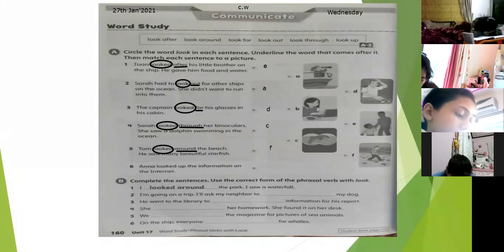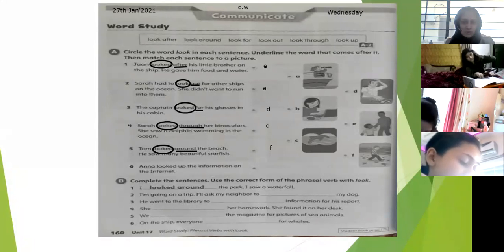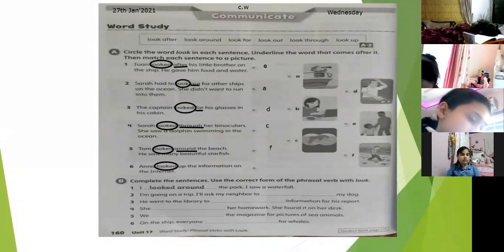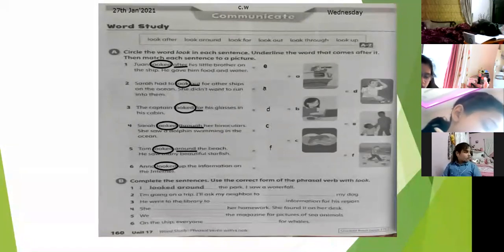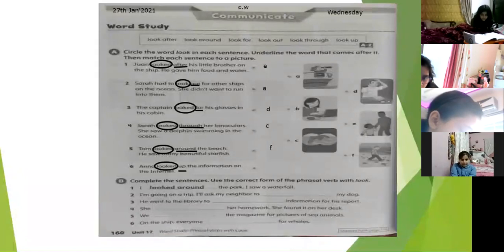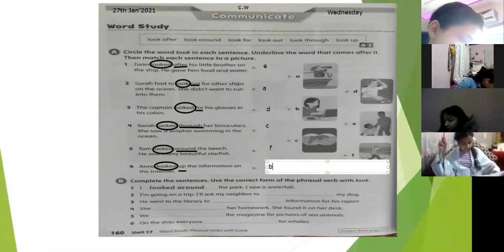Okay, next is Anna looked up the information on the internet. So what you have to do, you have to circle looked and you have to underline up. Okay, and you have to match it with B.